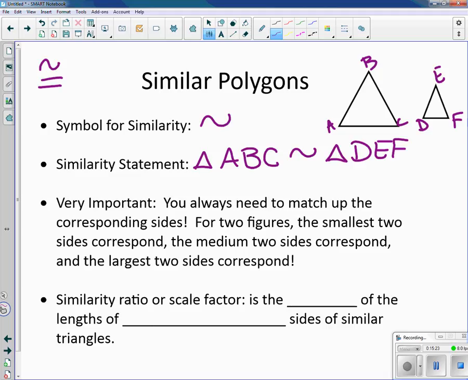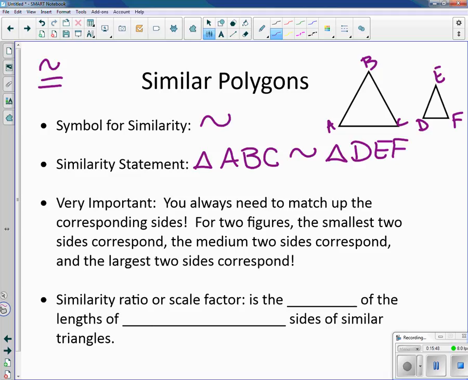Very important. You always need to match up the corresponding size, just like we did with the congruent statement. First, for two figures, the smaller two sides correspond, always. The medium two sides correspond, and then the larger two sides correspond. So you match up the small with the small, medium with the medium, and large with the large.